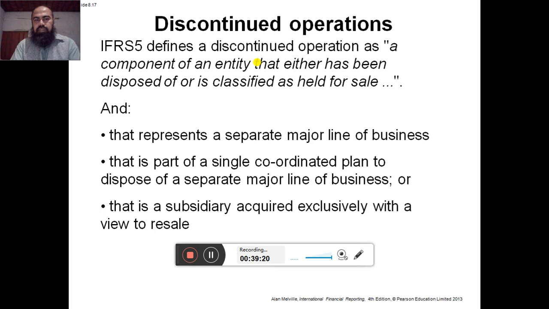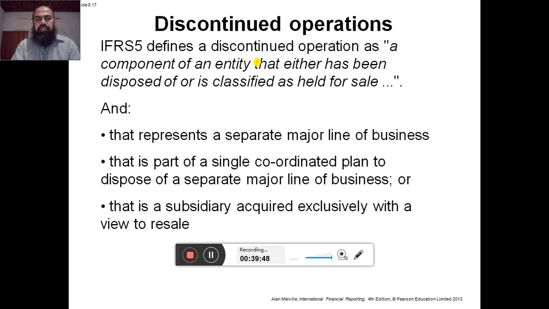So that could be a part of a single coordinated plan to dispose of separate major lines of business. पहले हमने कहा कि एक separate major line of business हो सकता है, फिर हम इसी बात को detail में ले गए कि हो सकता है कि ये company के plan का हिस्सा है कि वो company अपने एक line of business को dispose of करना चाहती है, sell करना चाहती है.